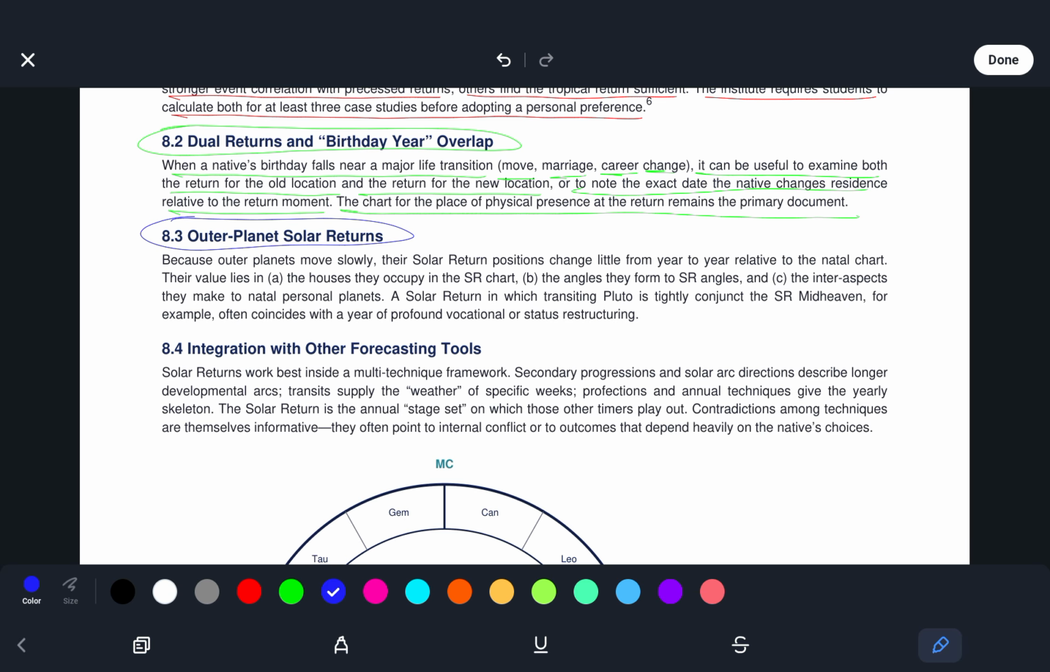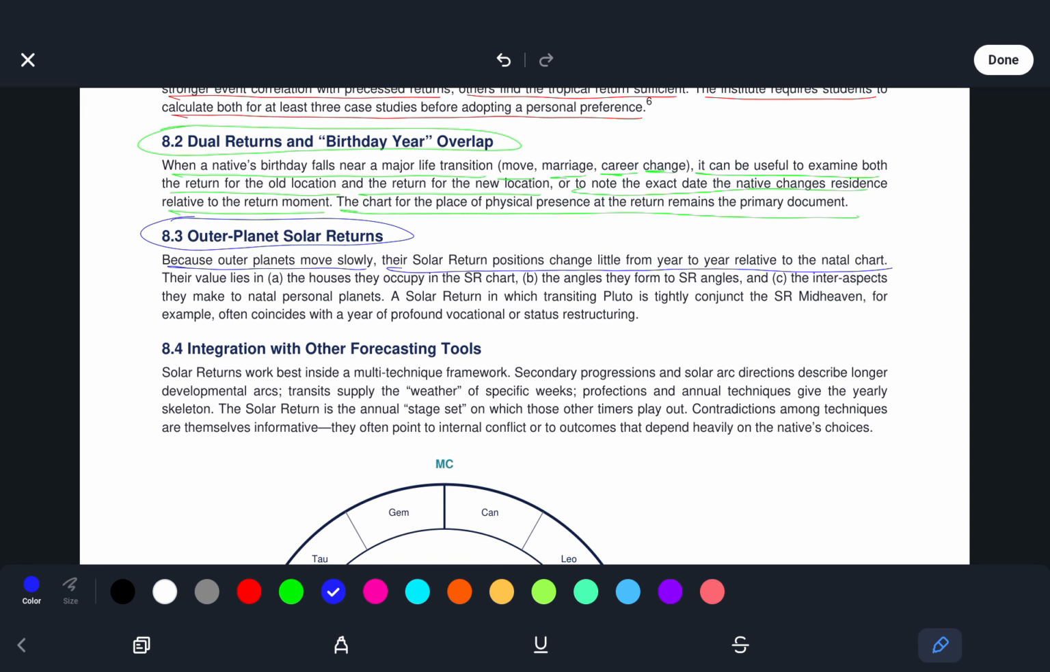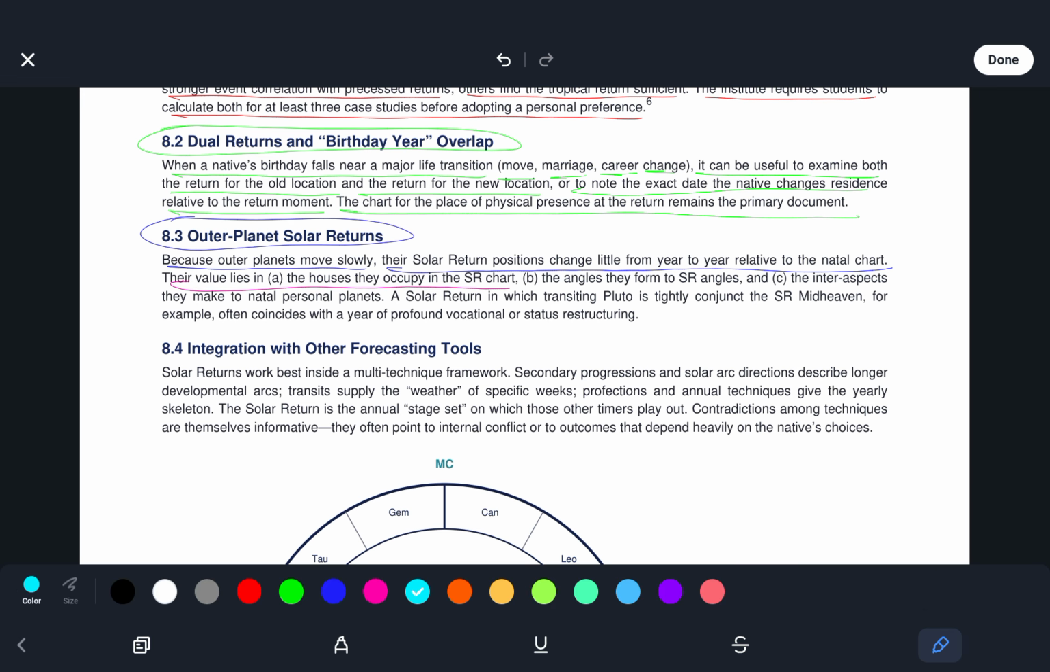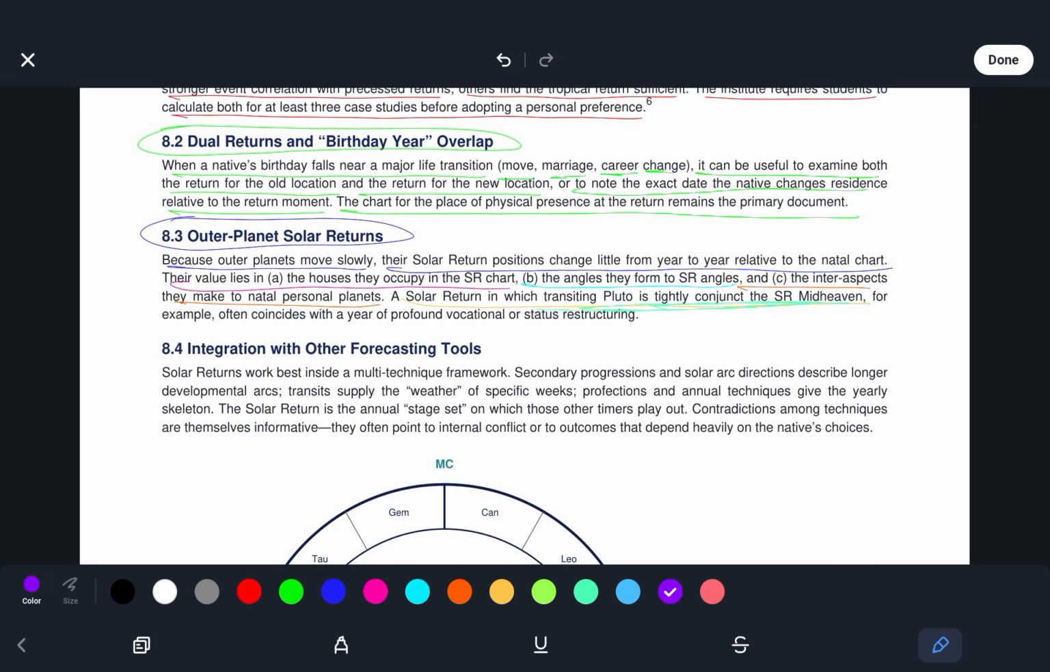Outer planet SRs. Because outer planets move slowly, their SR positions change little from year to year relative to the natal chart. Their value lies in the houses they occupy in the SR chart, the angles they form to SR angles, and the inter-aspects they make to natal personal planets. An SR in which transiting Pluto is closely conjunct the SR midheaven, for example, often coincides with a year of profound vocational or status restructuring.